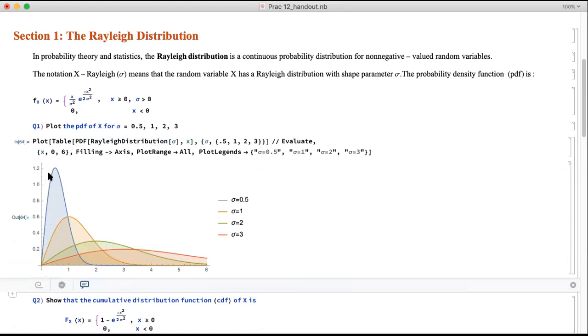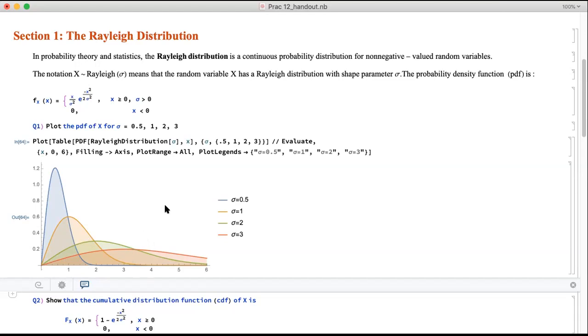When sigma is 0.5, its peak is around 0.5, and then it's increasing and decreasing. When sigma is 1, the peak is at about 1, and then it's increasing and then decreasing. It's like a skewed normal density function, skewed to the right. But when sigma is getting high, it's getting more flat.